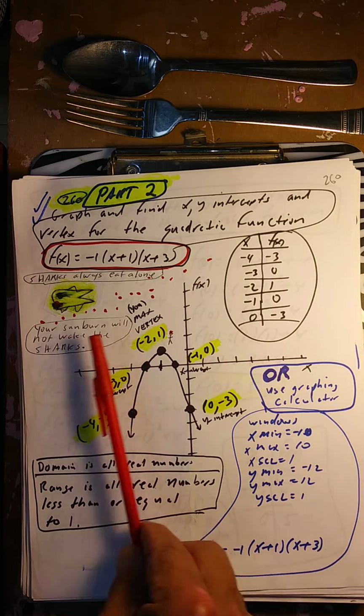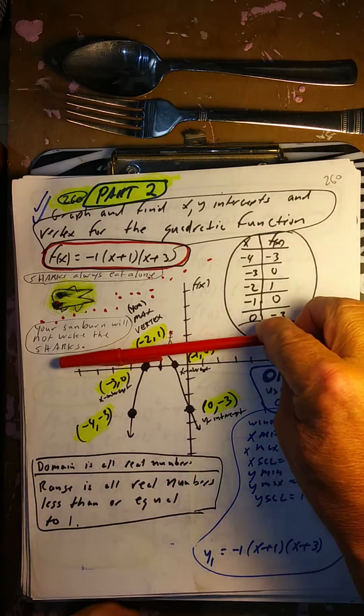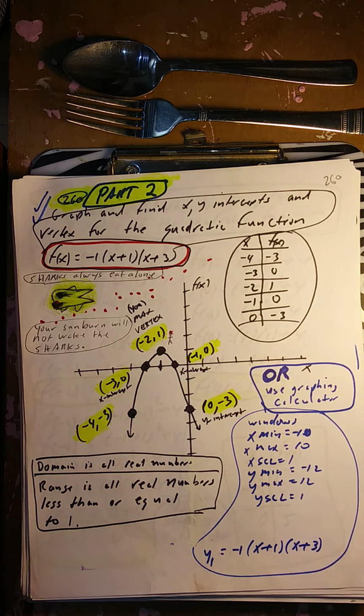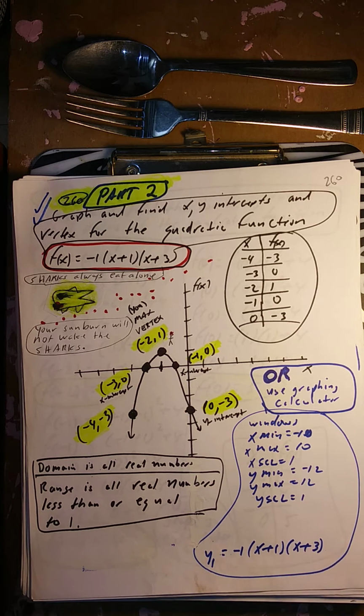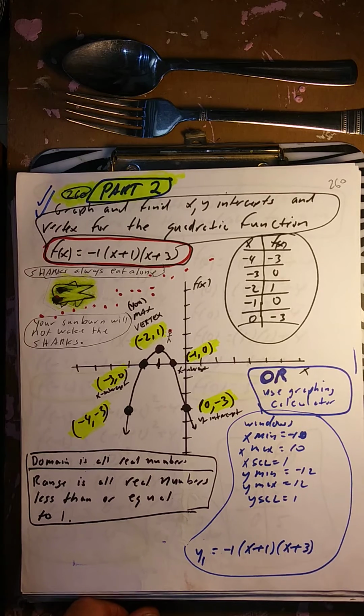Okay, domain goes anywhere you want. But the range is from there, from the 1, this way. Okay, a little bit different. Again, use your graphing calculator. That helps. Alright, next one.